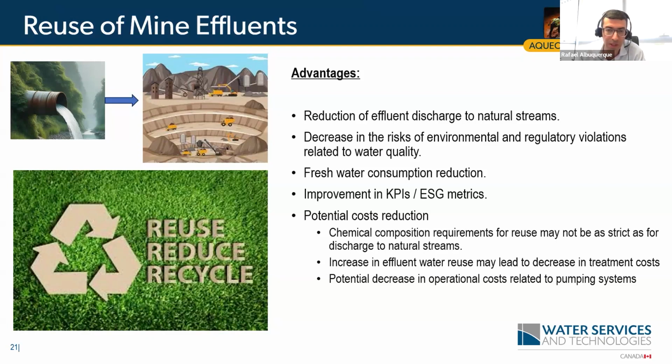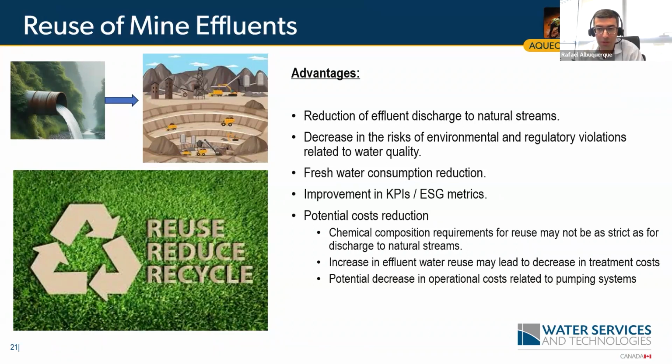Because this is not always the case, but in many cases, the chemical composition requirements for reuse are not as strict as for discharge to natural systems. Why is that? Because the composition requirements for discharge to natural systems, in other words the environmental standards, are very strict, because what the legislation is trying to do is to prevent some sort of undesirable damage to the ecological equilibrium, right?